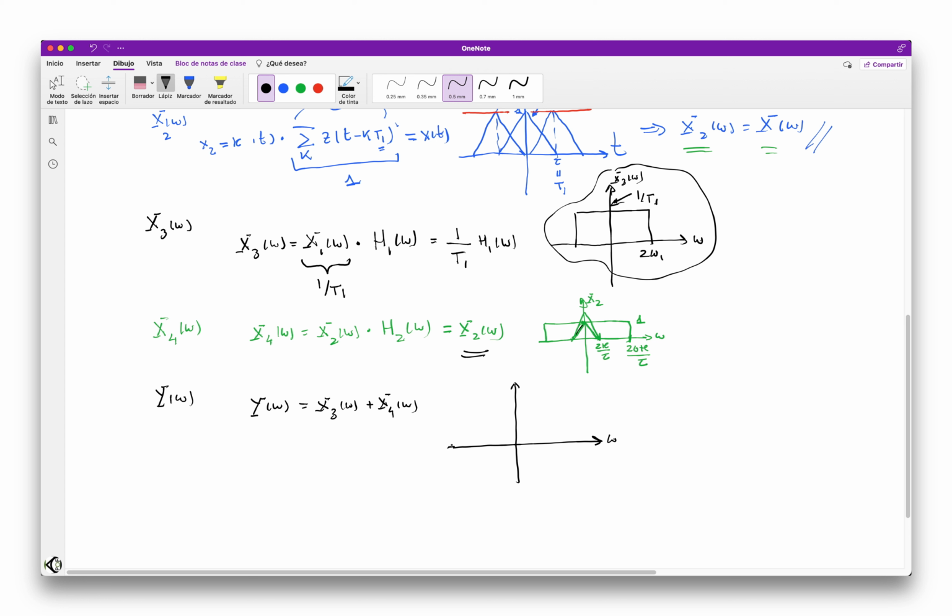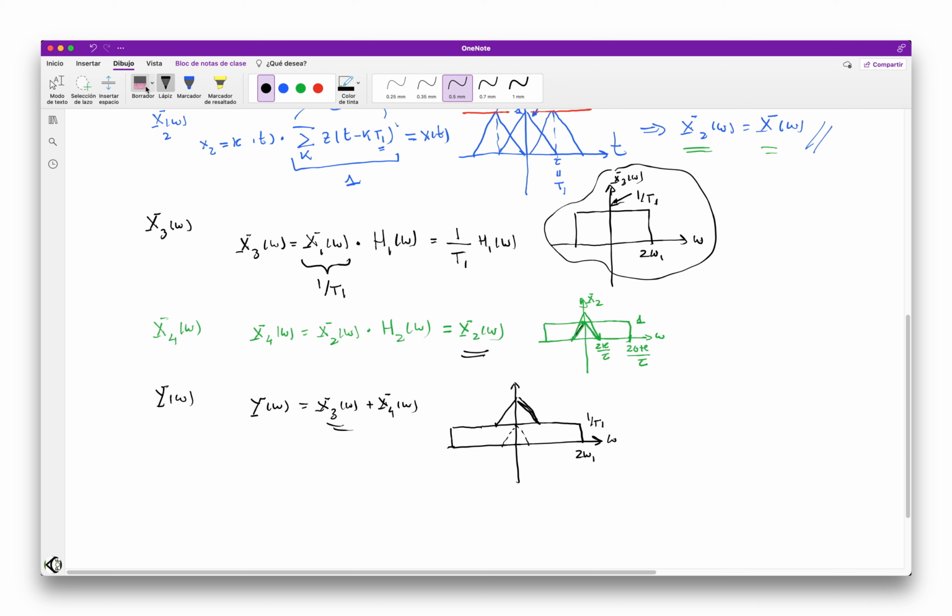So we have the square. The square will be this, which was x3. We'll go all the way to 2w1, and the height is 1 divided by t1. And we add here x2. x2 was a triangle that was over here, remember? So when we add both things together, what we get is the triangle right on the top.